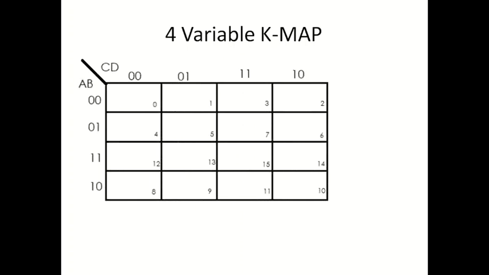Then we have a four variable K-map. Now, this is how the four variable K-map looks. You can see that a four variable K-map means we are going to have four rows and four columns. And in the rows as well as in the columns, we are following the gray code. So in this case, the box values are going to be like this: 0, 1, 3, 2, 4, 5, 7, 6, 12, 13, 15, 14, 8, 9, 11, and 10.